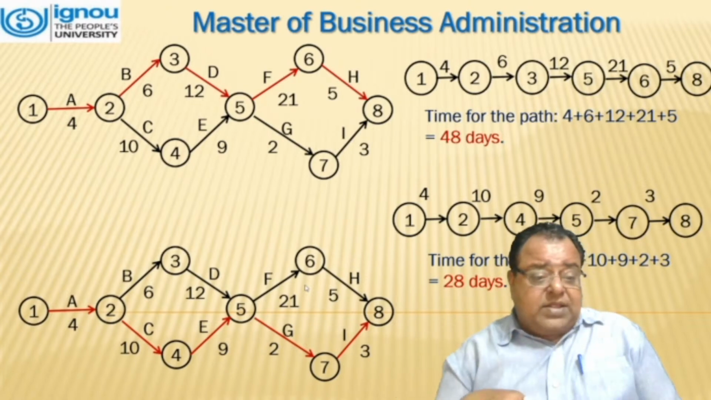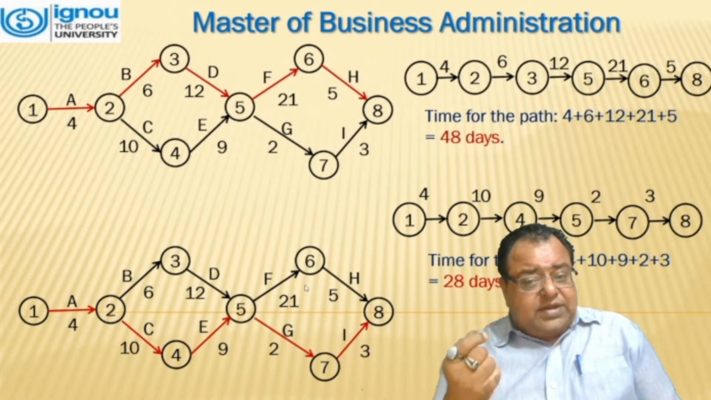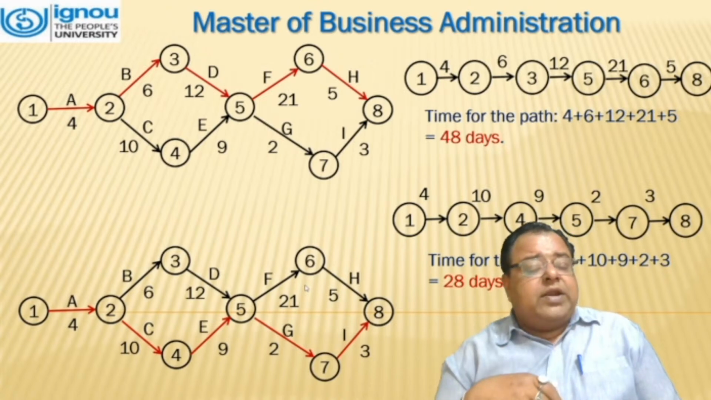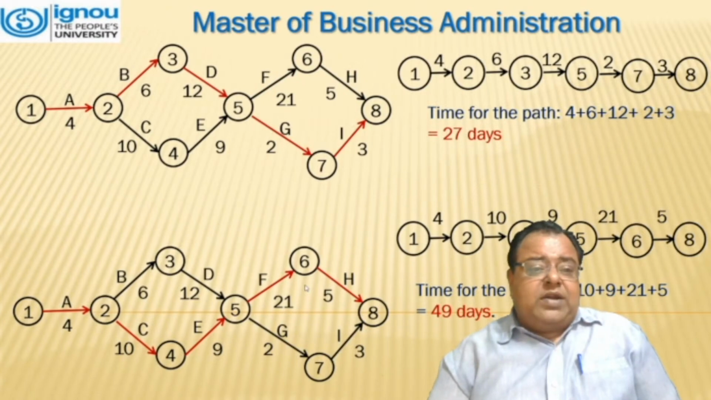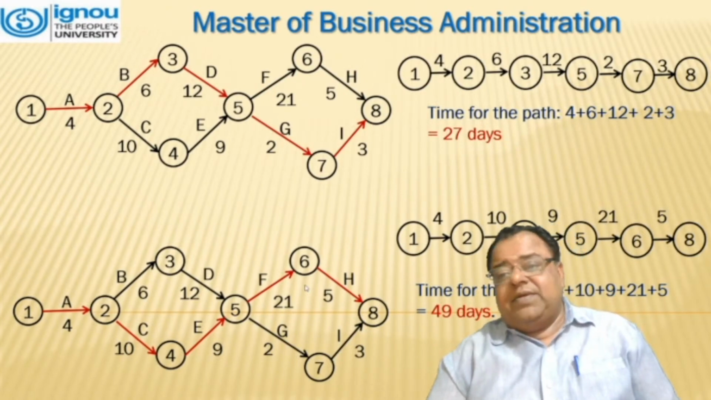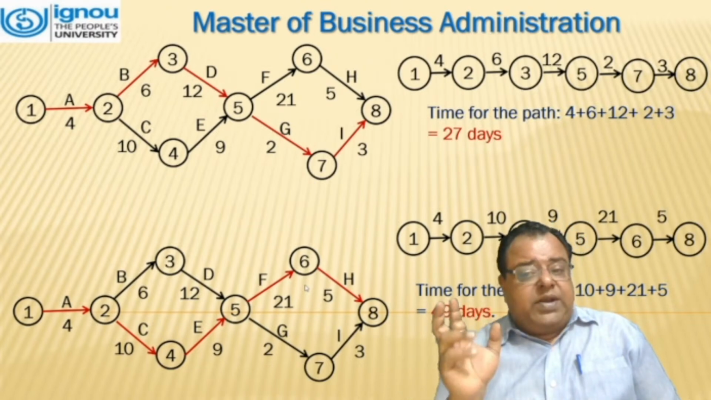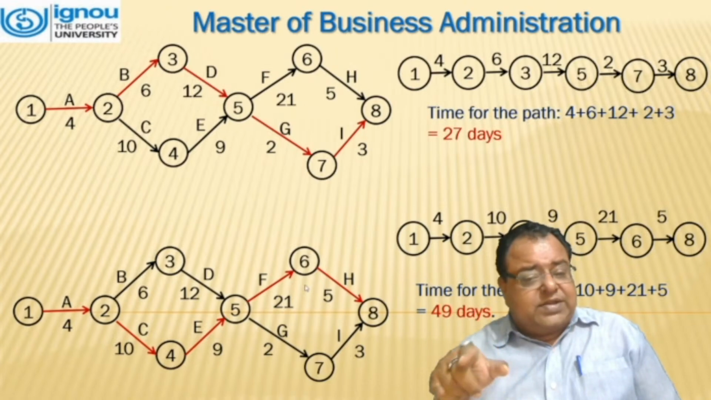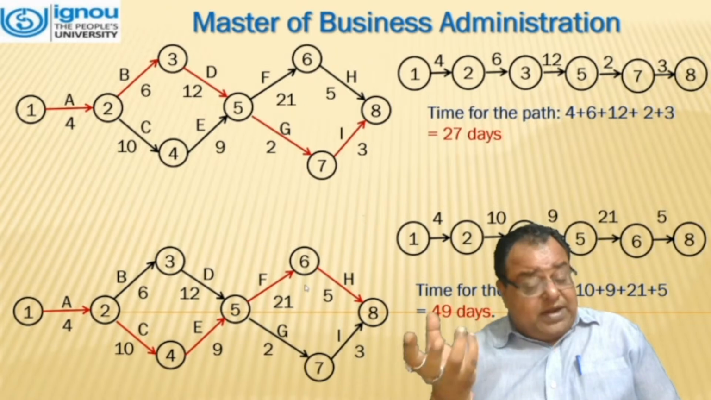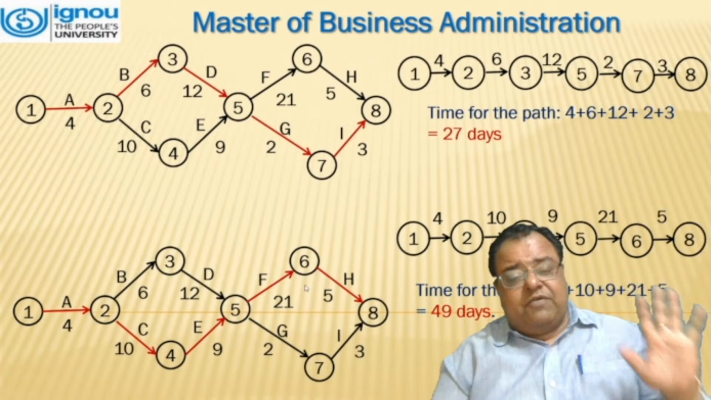Similarly, for the second path, we have 1, 2, 4, 5, 7, 8, and the time is 4 plus 10 plus 9 plus 2 plus 3, which comes out to be 28 days. Third loop, it is 1, 2, 3, 5, 7, 8, and when we total up this time, it comes out to be 27 days. And the fourth loop, 1, 2, 4, 5, 6, 8. When we sum the time, it comes out to be 49 days. Now we have 4 loops, 4 days.